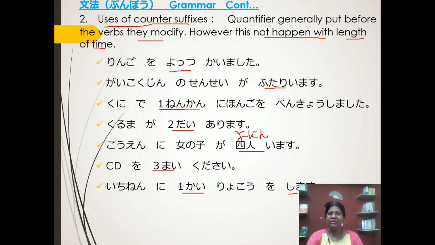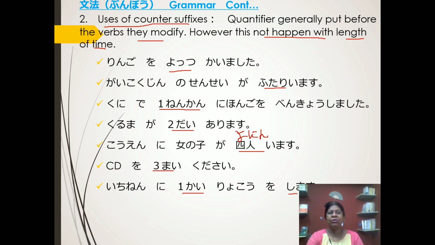Okay? Ichinen kan nihongo benkyou shimashita. As it is related to time, it comes here, not before the verb. Okay? Please pause the video and write 2-3 sentences.